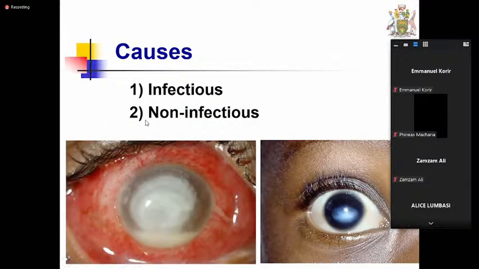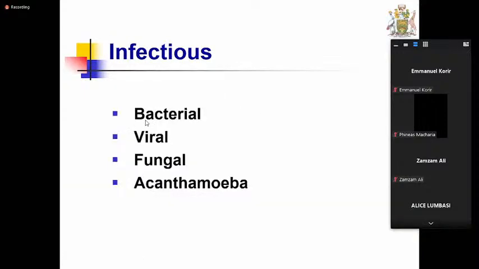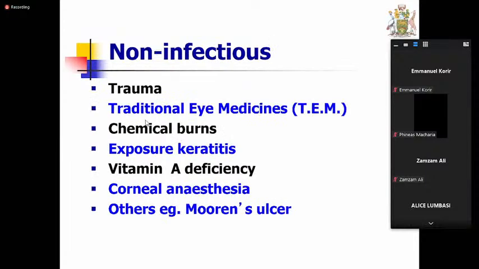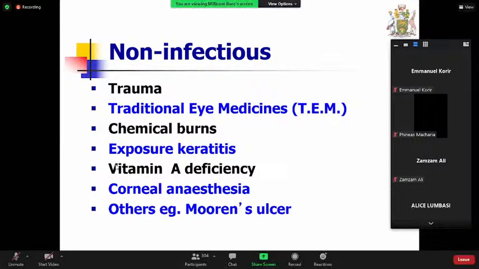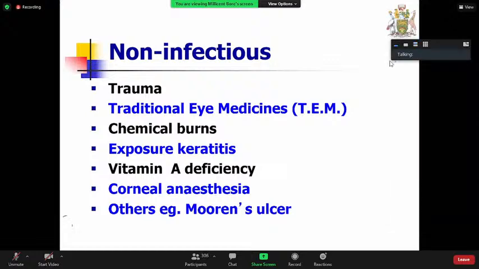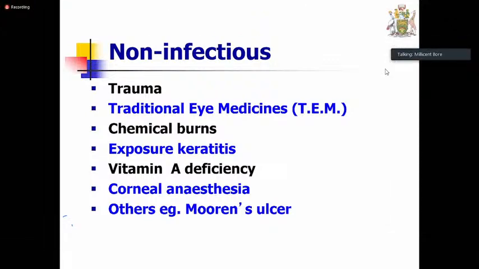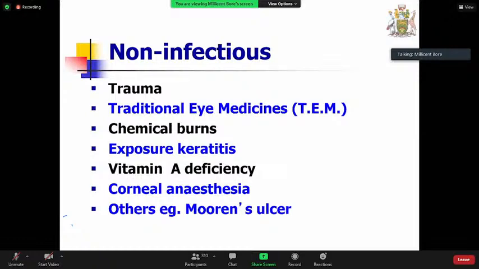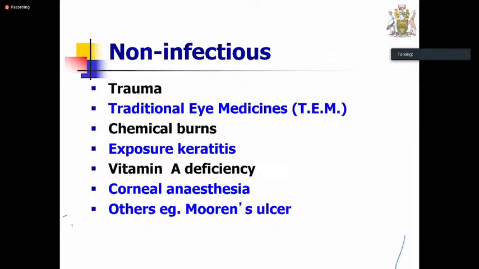When we look at the causes of corneal ulcers, they can either be infectious or non-infectious. Infectious causes are bacterial, viral, fungal, and it can also be because of Acanthamoeba. Non-infectious causes can be due to trauma. The most common cause is chemical burns, which is also here, in the third bullet point. Then you have traditional eye medicines, exposure keratitis, vitamin A deficiency, corneal anesthesia, and others such as Mooren's ulcer.